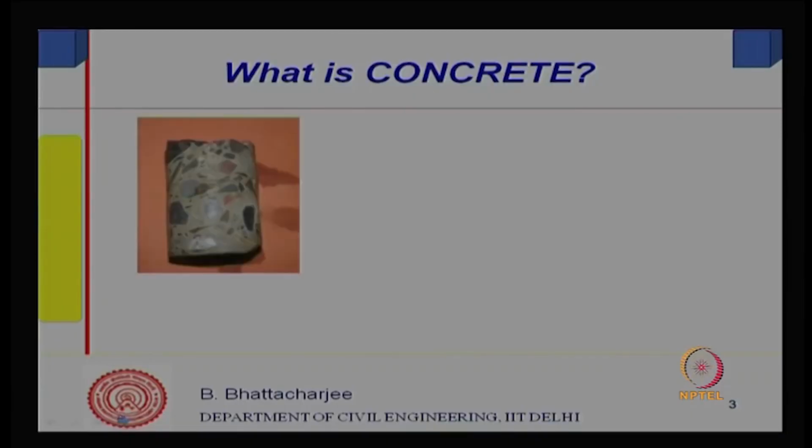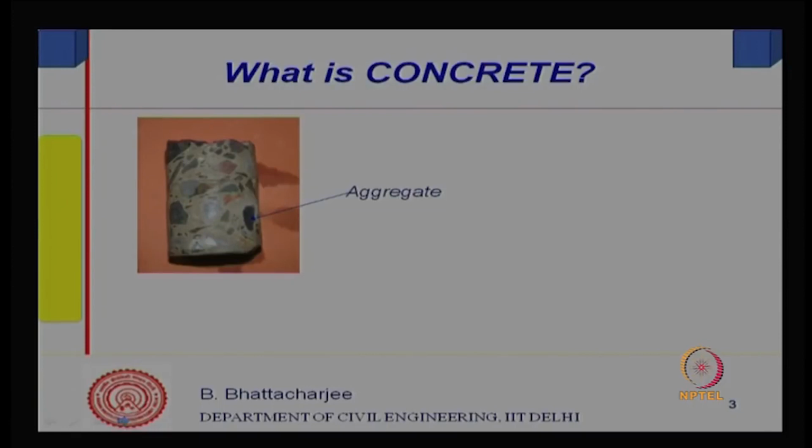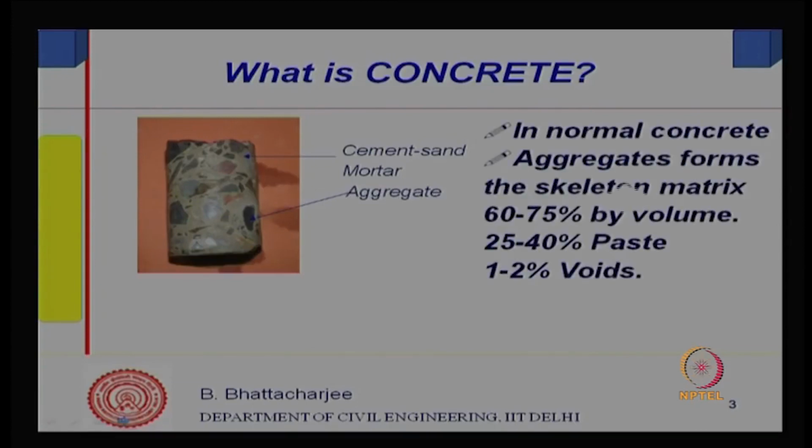Now, what is concrete? Perhaps you would have seen concrete or also studied a little bit about it. Concrete is made up of components such as aggregation of stones, which we call aggregate, embedded in cement mortar, that is cement sand mortar. In its hardened state, concrete is an aggregation of stones or similar hard material embedded in what we call cement sand mortar.